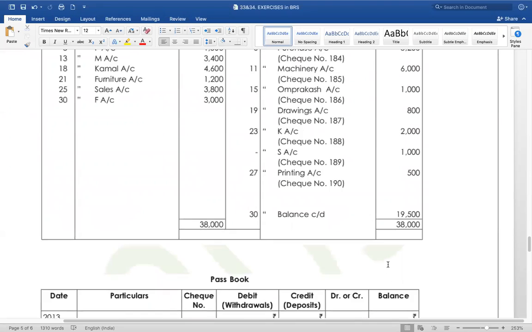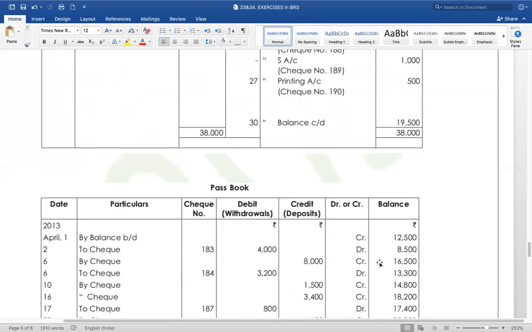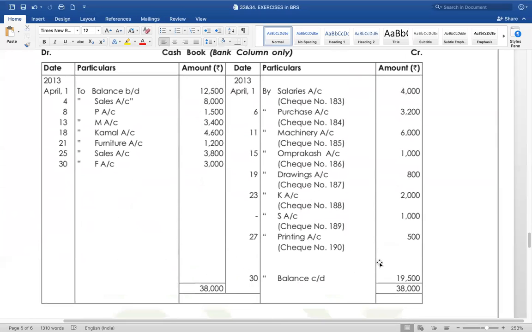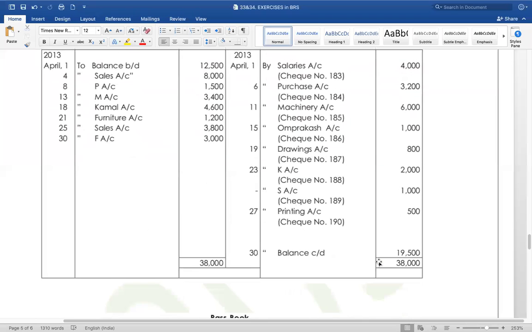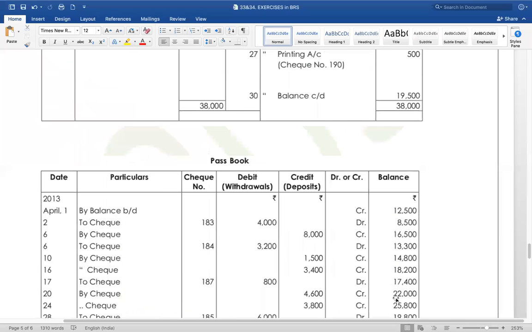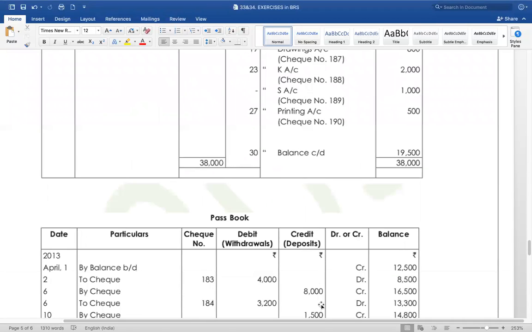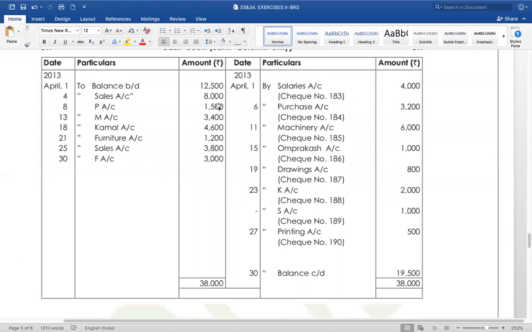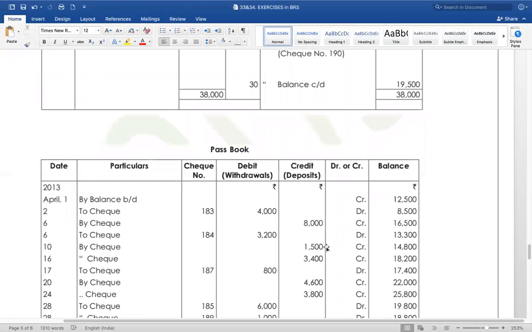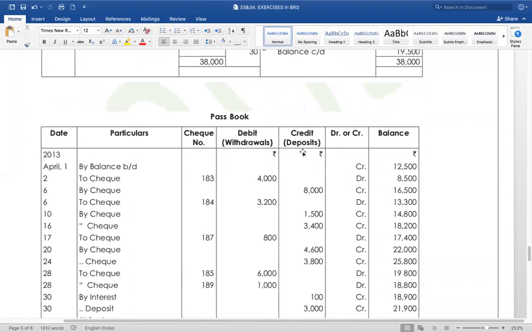This is the bank statement, and this is the cashier statement. Our cashier statement is what we call the cash book. It's the passbook, the bank statement. Look at this, 8,000 here, it is on the credit. What is debited in the cash book, 8,000, is credited in the passbook. And look at this, 1,500, it is in the credit. What is debited in cash is credited in the passbook.